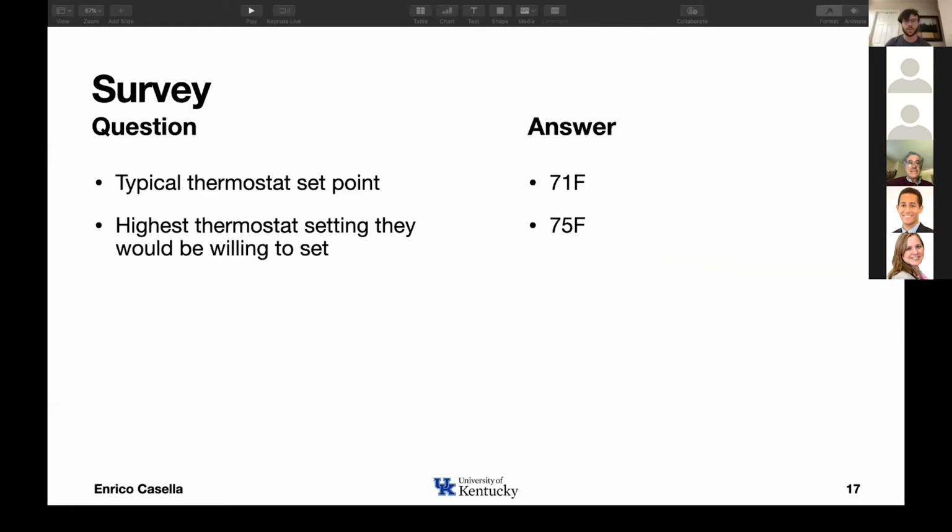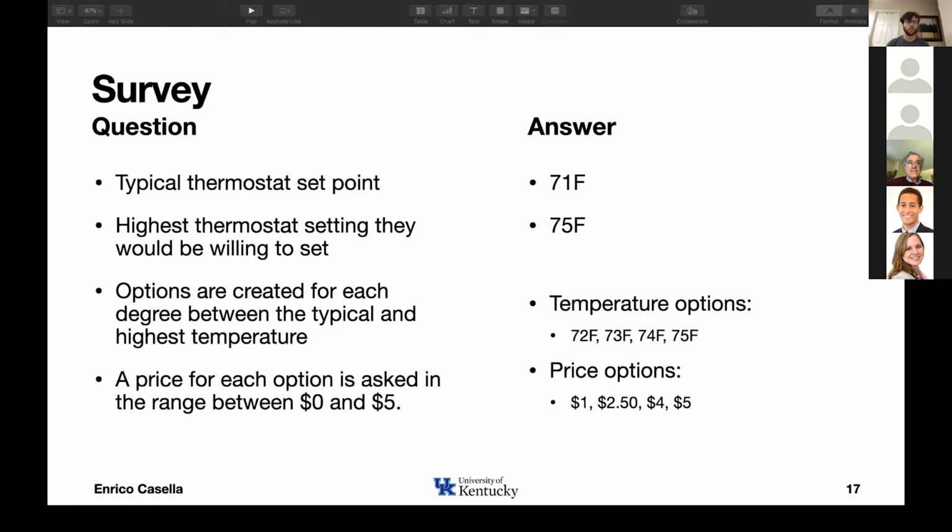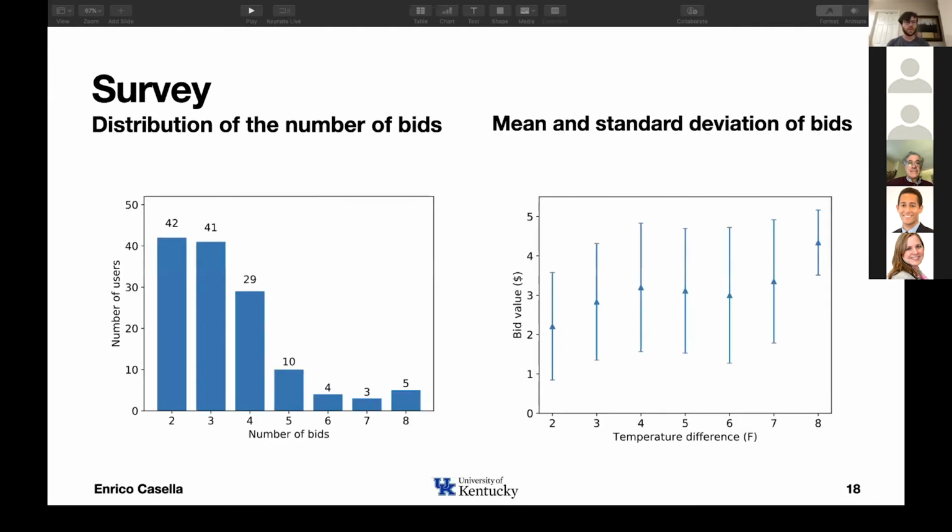Now, for each option between the typical set point and the highest set point, we ask them how much money they want. And so we keep the range between $0 and $5, which is what other people have done in the literature. And we just take this data and use it for our simulations. Here I just show some of the results of this survey.